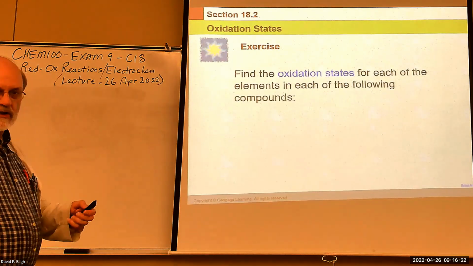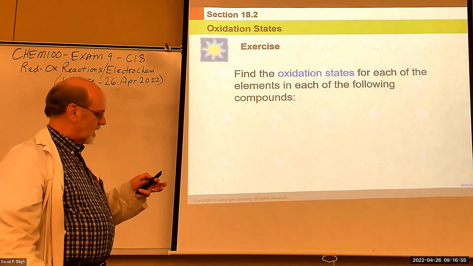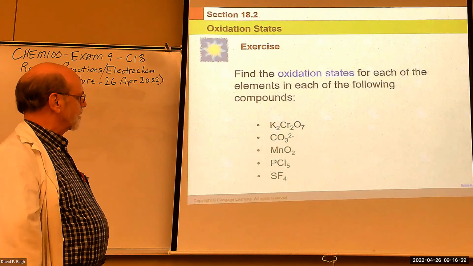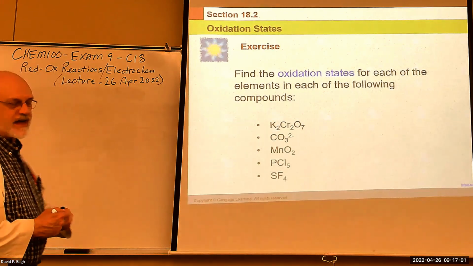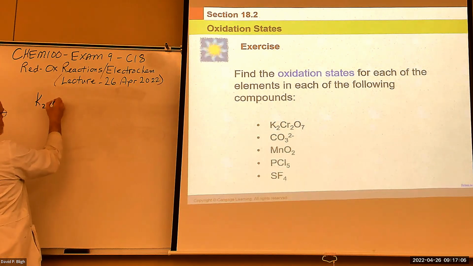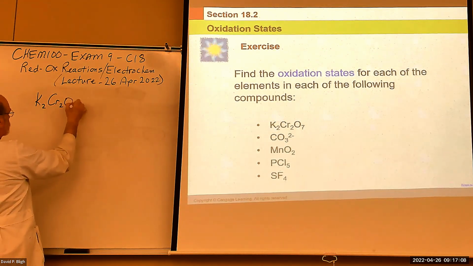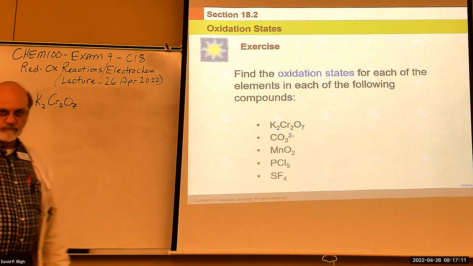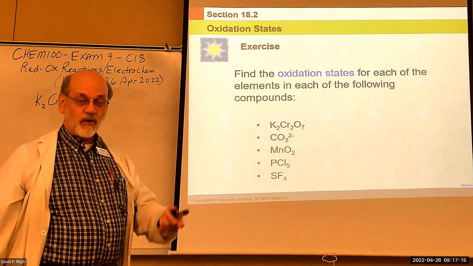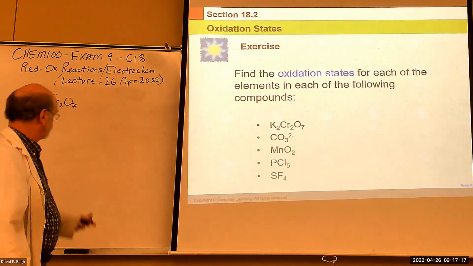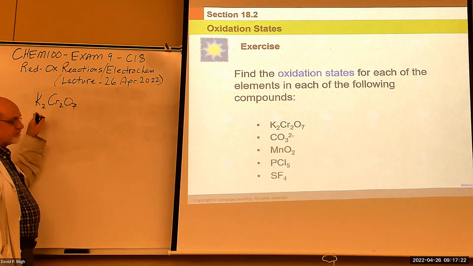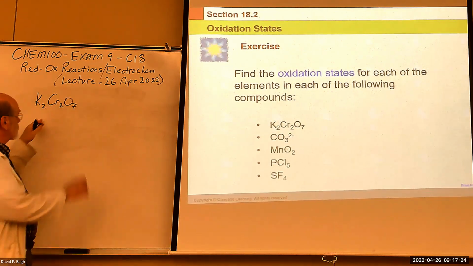Okay, let's see if we can use these rules and answer some questions. What are the oxidation states for each of the elements in this compound? K2Cr2O7, which is potassium dichromate. Working from left to right, potassium is an alkali metal, so it's a +1.